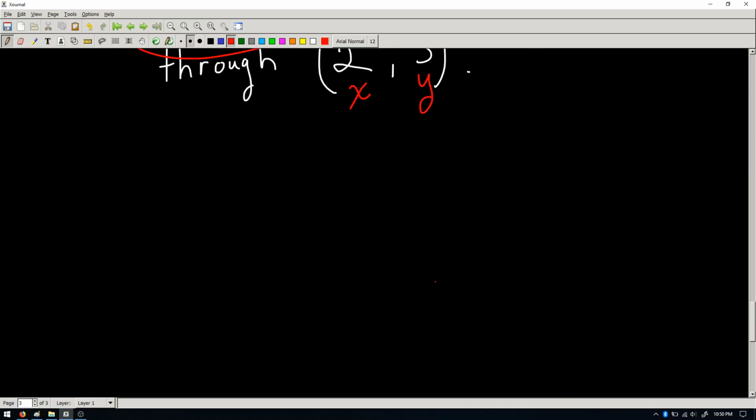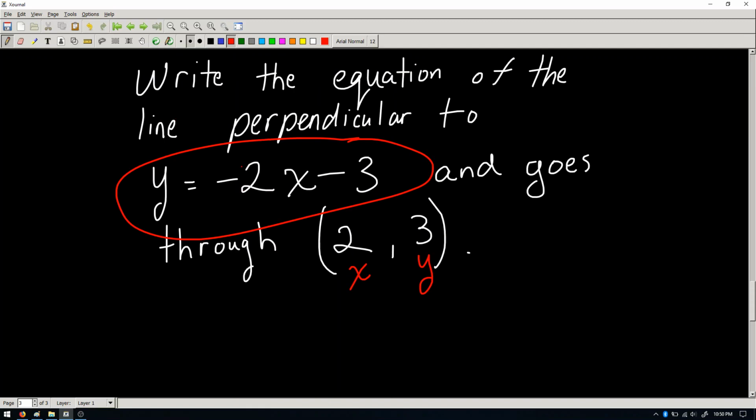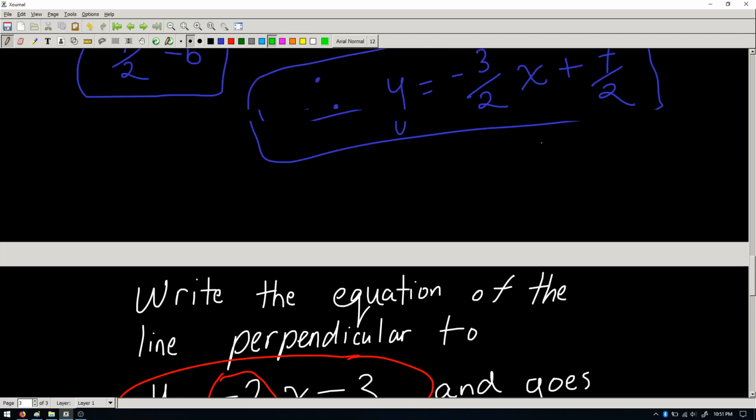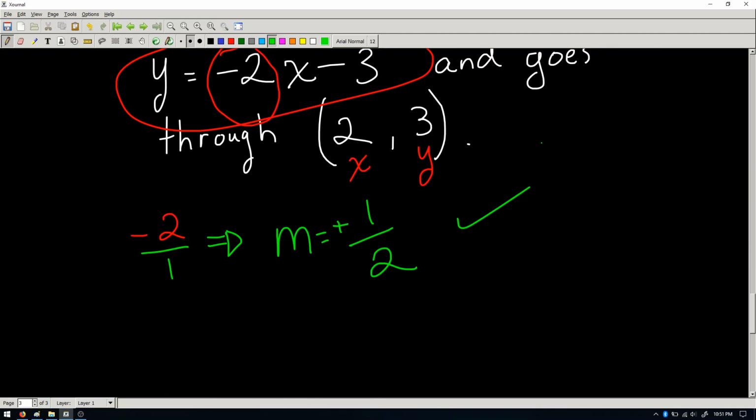What does perpendicular mean? Perpendicular means the slopes are negative reciprocals. The slope of this line, guys, is negative 2. So I have a slope of negative 2, and negative 2 can be written as negative 2 over 1. Therefore, the slope of the line perpendicular to it will be a flippy switchy. I flip the numbers and I change the sign. So I've already figured out my slope. Now all I need to do is figure out my y-intercept, and I've got the 2 coordinates x and y.